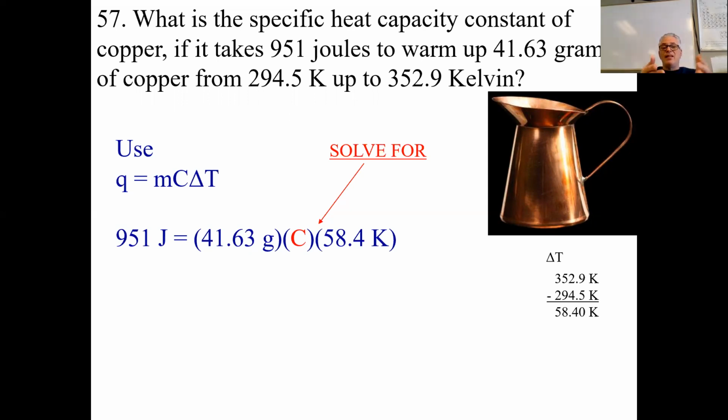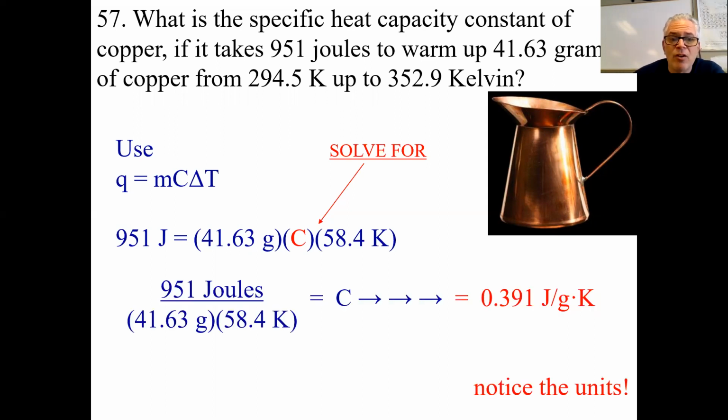Now, in this big problem on the left, in order to get the C value by itself, we're going to divide both sides of this equation by the grams times the Kelvin. And then look what it turns into. The C value by itself is going to equal the 951 joules divided by 41.63 grams times 58.4 Kelvin. Watch the units. The joules is in the numerator divided by grams times Kelvin. This is always the funky unit for specific heat capacity constant, and the number comes out to be 0.391.